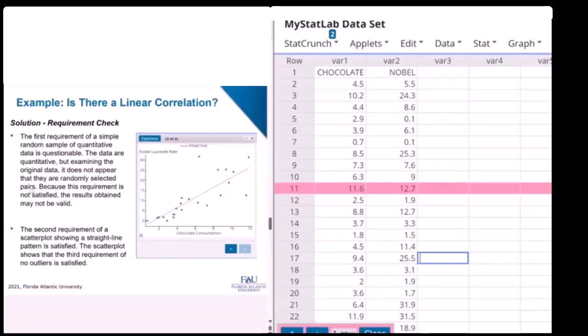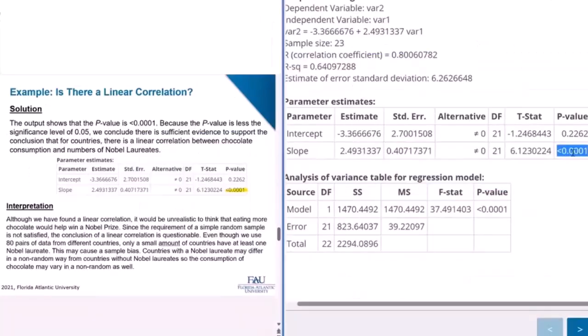The scatter plot shows that the third requirement of no outliers is satisfied. These are not really considered outliers. They're just a little bit further outside of our line. The output shows that the p-value is less than 0.0001, which is right here. We do not use the value for the intercept. We only use the value for the slope.